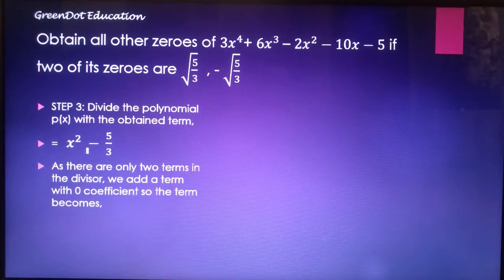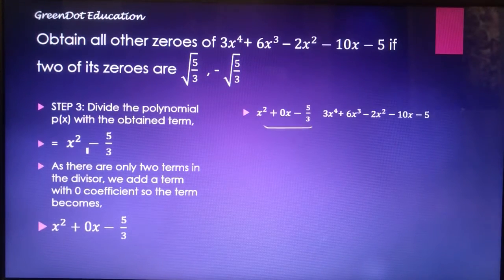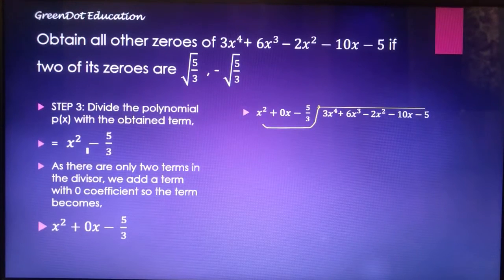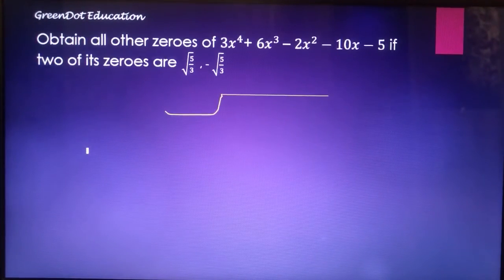So as there are only two terms in the divisor, we add a term with zero coefficient, so the divisor becomes x squared plus 0x minus 5 upon 3. So this will be the divisor polynomial, and we will divide the polynomial using this divisor polynomial. So let's divide it.